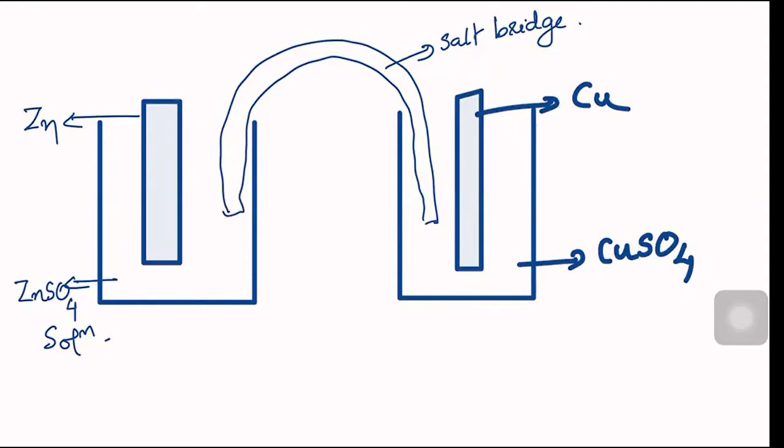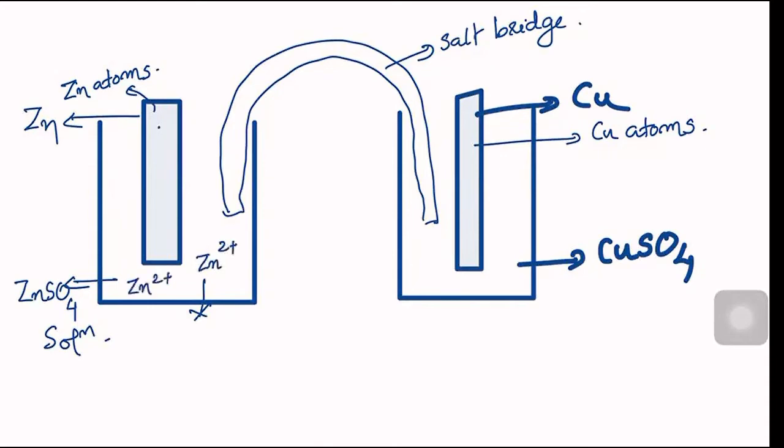You should know that the zinc rod that we put in zinc sulfate solution consists of only zinc atoms. So the zinc rod contains zinc atoms. Similarly, the copper rod contains copper atoms. And we know that atoms do not have any charge. But inside the solution, zinc sulfate will be in ionized form and it contains so many zinc ions. Similarly, copper sulfate solution is in ionized form. It contains so many copper ions.